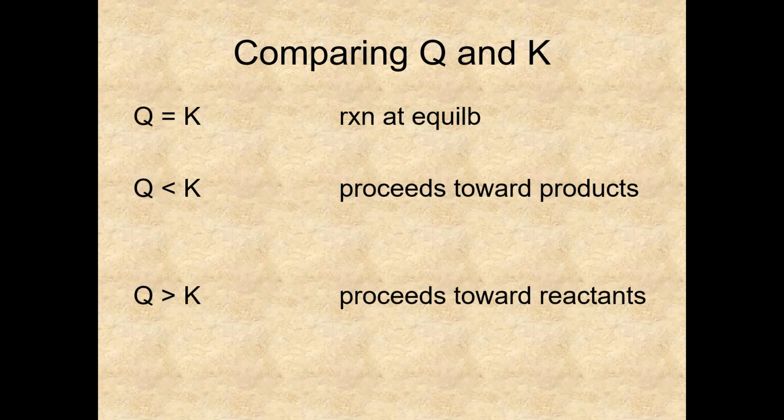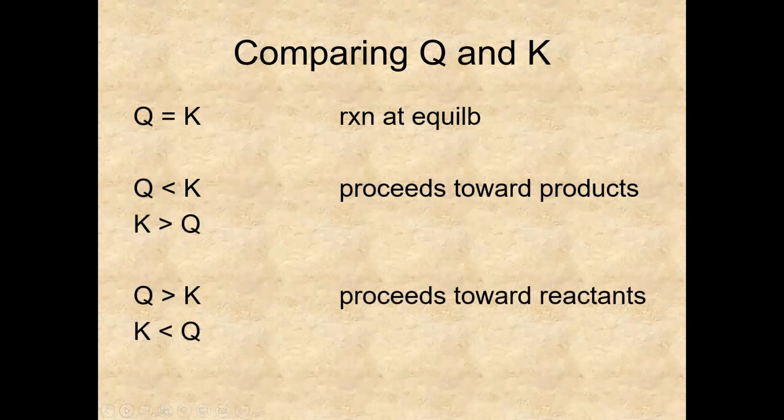Now, how I like to remember this, sorry, I lost my mouse. If you put these in alphabetical order, so flip it around, and we say that K is greater than Q, when they're in alphabetical order, that greater than or less than sign acts as an arrow. So that's going to tell us that the reaction is going towards the products. If we have K is less than Q, yet again, when they're in alphabetical order, that acts as my arrowhead. So the reaction needs to proceed toward the reactants.